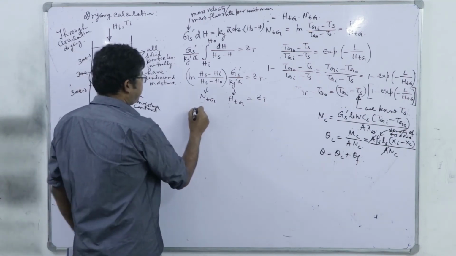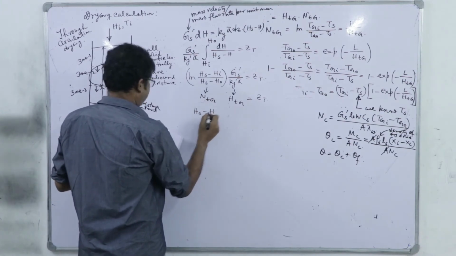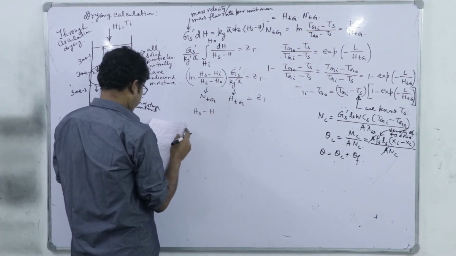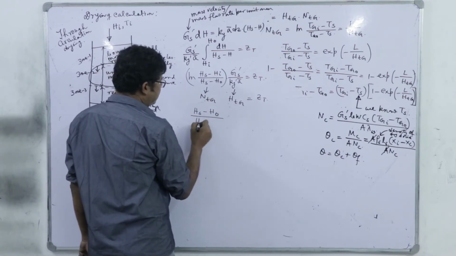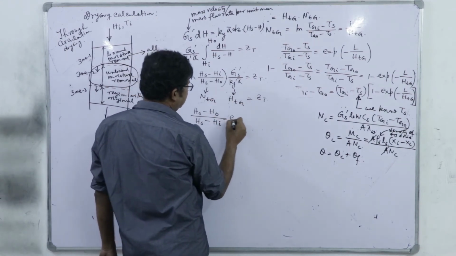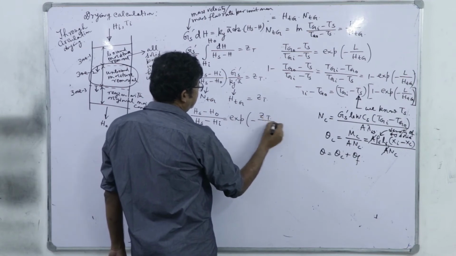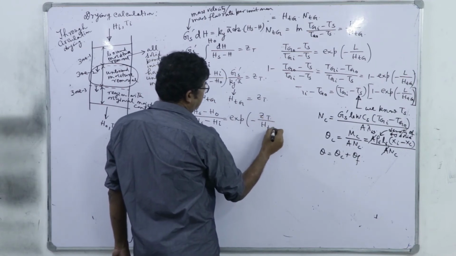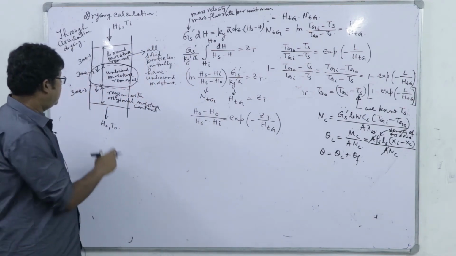So, the same technique as the temperature we have used: Hs minus Ho over Hs minus Hi equal to exponential of minus Zt divided by HTG. So, we have to get the Ho.